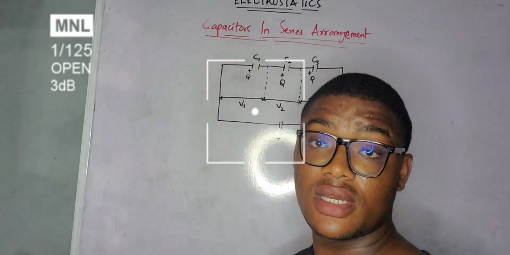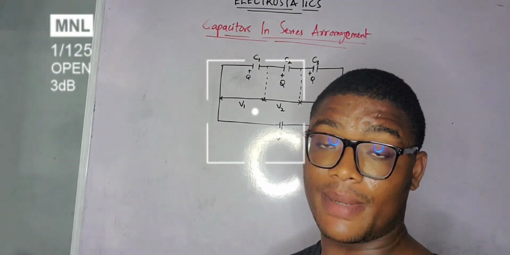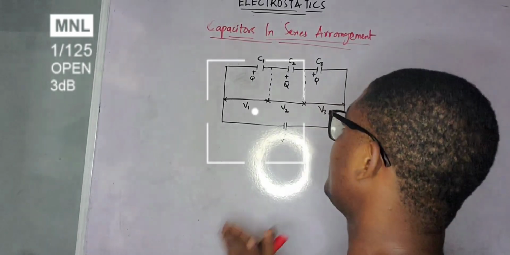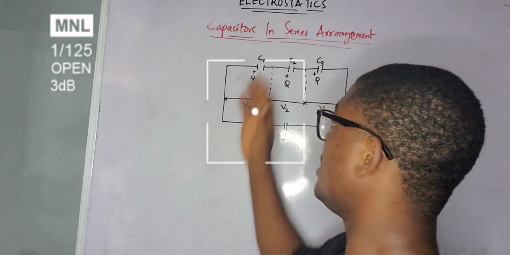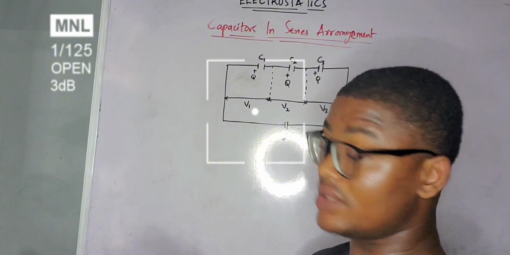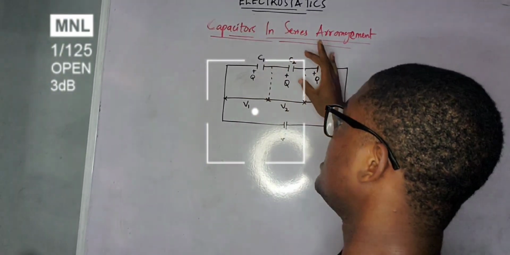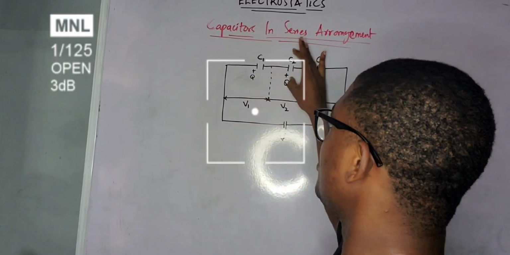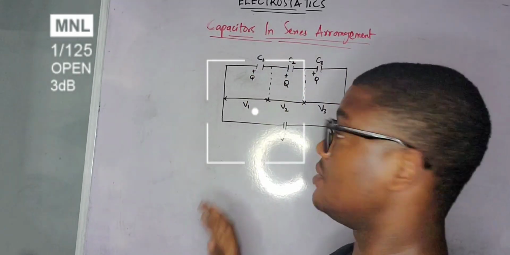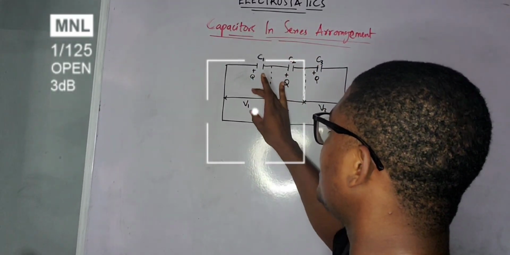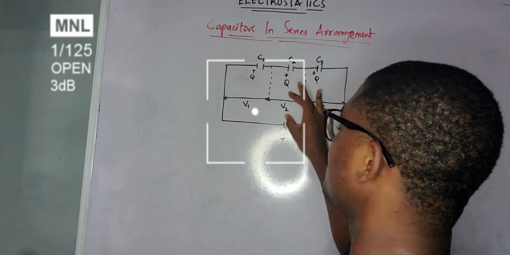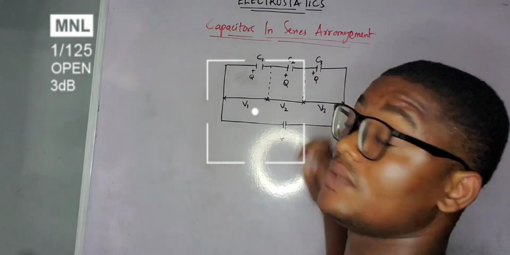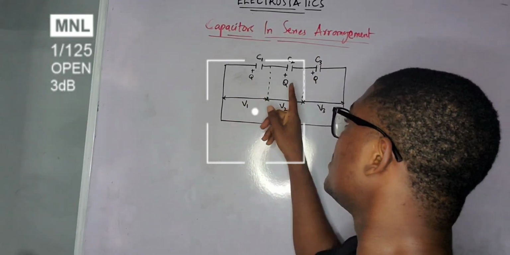Capacitors in series arrangement. Now we are dealing with capacitors in series arrangement. If you check this diagram, this is the diagram of capacitors in series. This is capacitor 1, this is capacitor 2, and this is capacitor 3, arranged in series. We have the voltage for capacitor 1 here, the voltage for capacitor 2 here, and the voltage 3 for capacitor 3. If you check another thing, you are going to see we write Q.